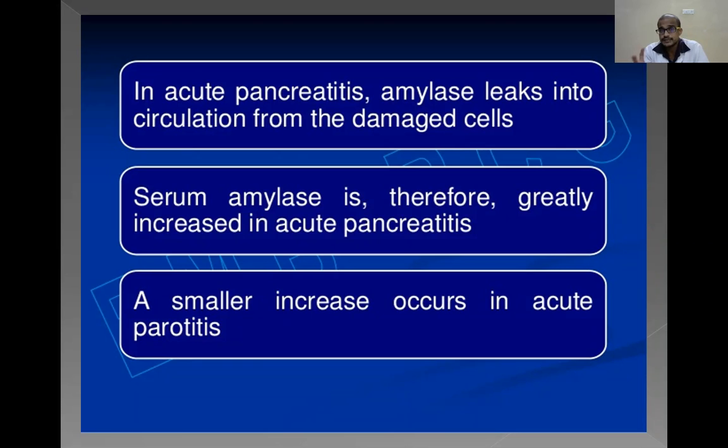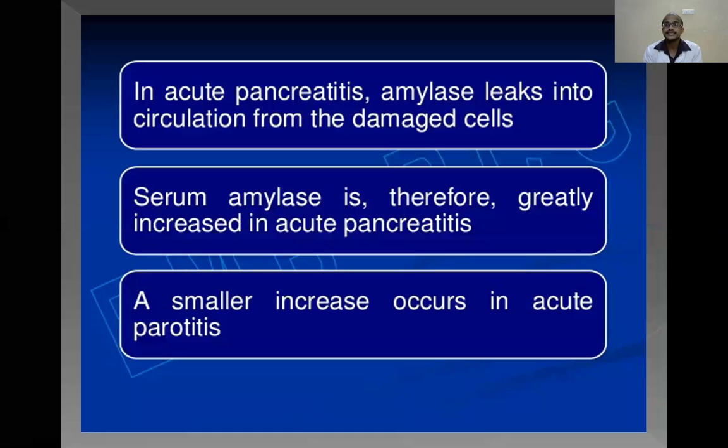Okay, so we'll estimate the amylase. If the amylase is increased many folds, then we can suspect it is acute pancreatitis. Because in acute pancreatitis, there will be destruction of the pancreatic cells, there will be damage, and all the contents are released into the bloodstream. So the amylase, which is already present in the pancreatic cells, will be released into the bloodstream. So that's why the estimation of amylase in blood reveals the increased amylase levels in case of acute pancreatitis.